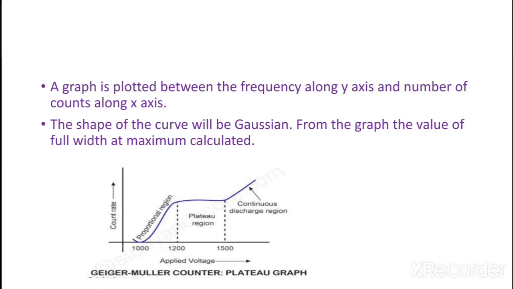A graph is plotted between the frequency along the y-axis and number of counts along the x-axis. The shape of the curve will be Gaussian. From the graph, the value of full width at half maximum is calculated.